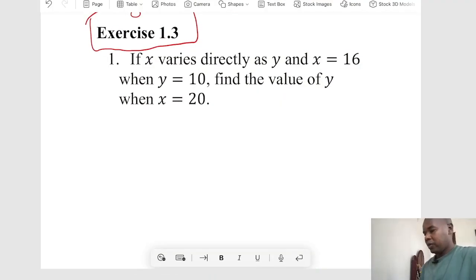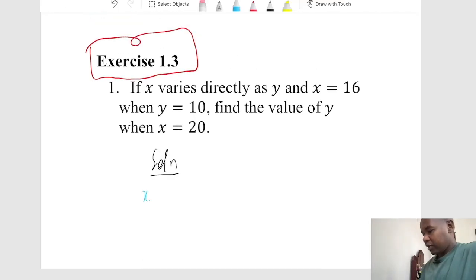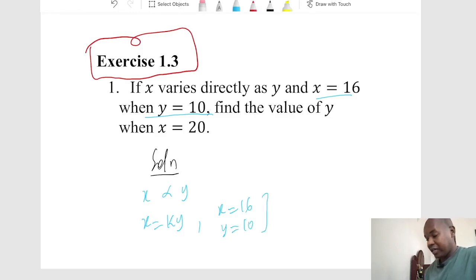So from here, we were given that x varies directly as y. Solution: x varies directly as y, which mathematically means that x equals ky, of course. And we have initial conditions given here: x equals 16 when y equals 10. From these initial conditions, we can get the value of the constant k. So x being 16 equals k times y, which is 10. k will be 16 over 10, which is 1.6.